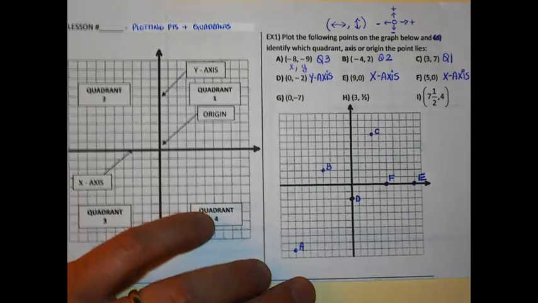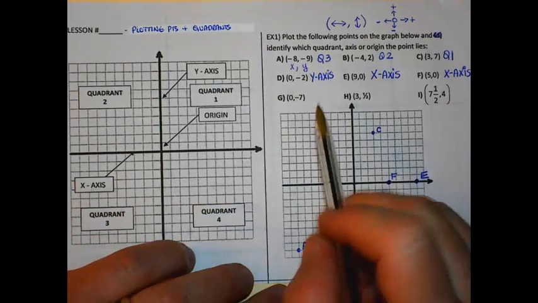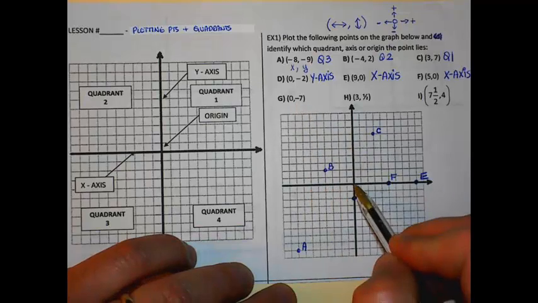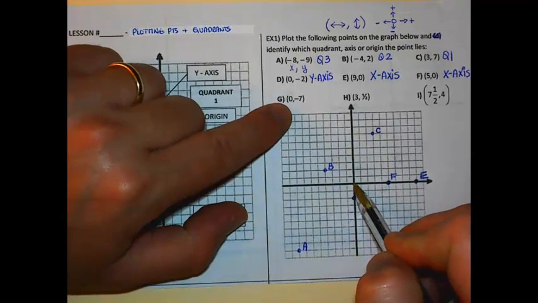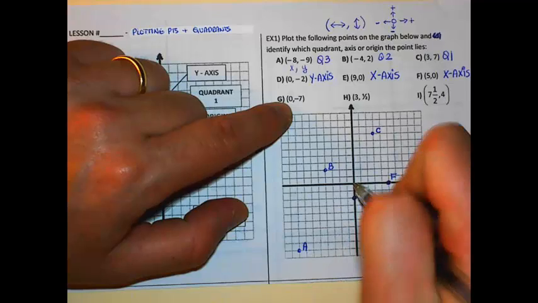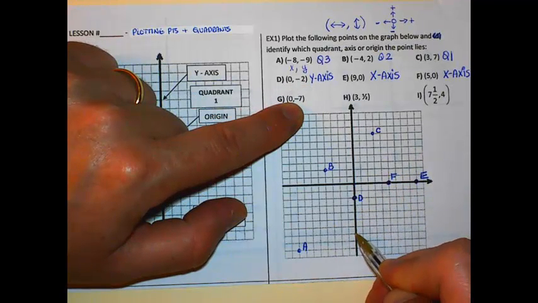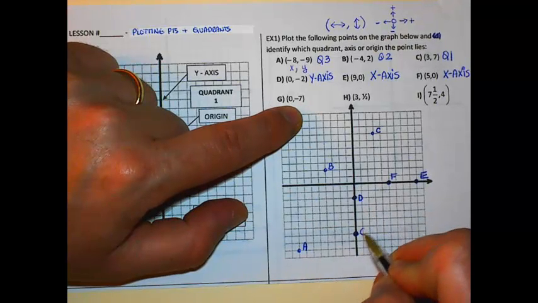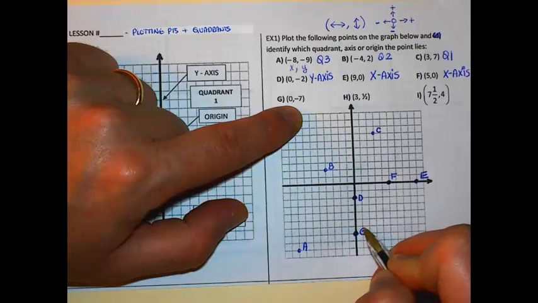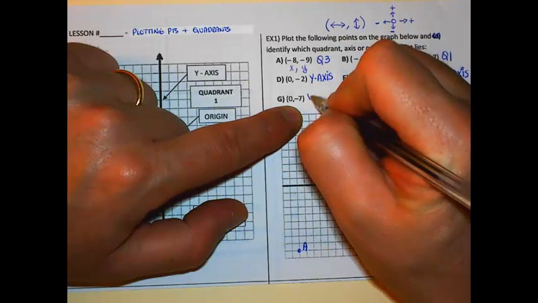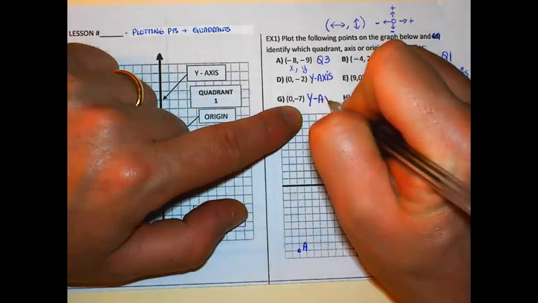Okay, very well. Now let's go on to the next problem. Next problem is (0, -7). So the first coordinate tells left to right, and since it's a 0, I stay there. The second coordinate is -7, so that means I'm going to go down 7, and that's where my point is going to be. It's going to be point letter G, and that is not in a quadrant, but rather is on an axis, which is the y-axis.